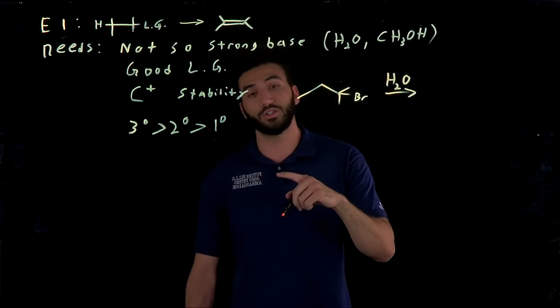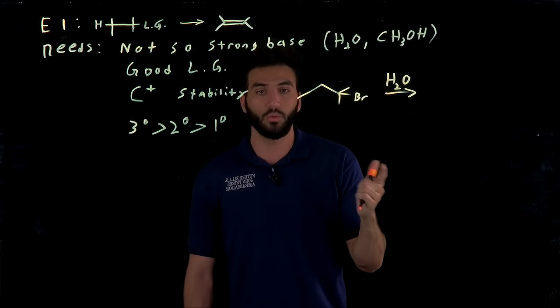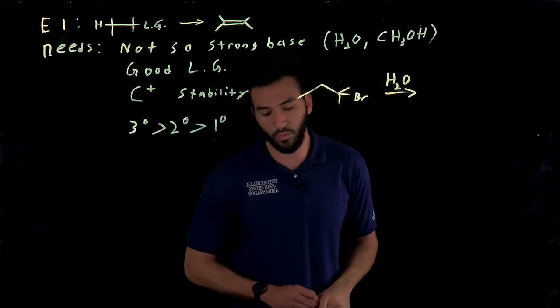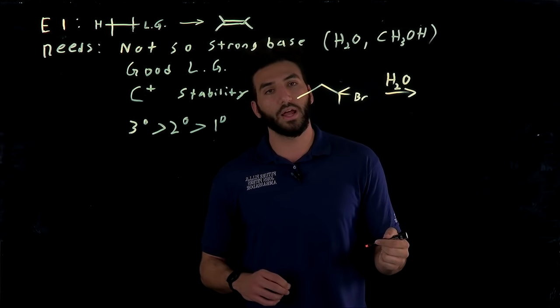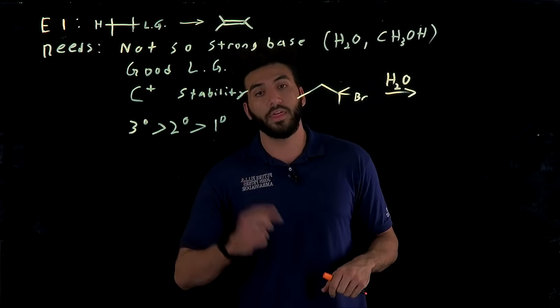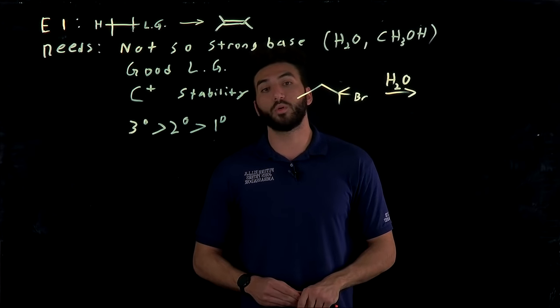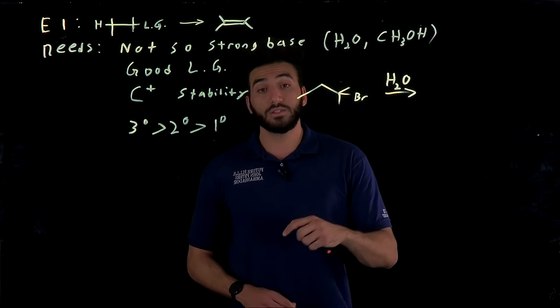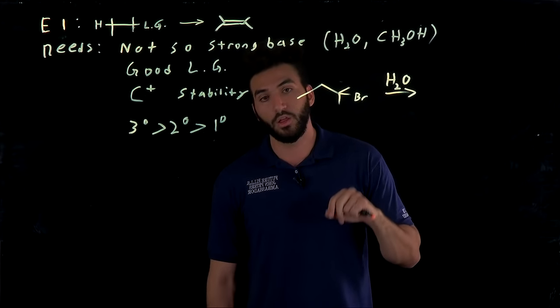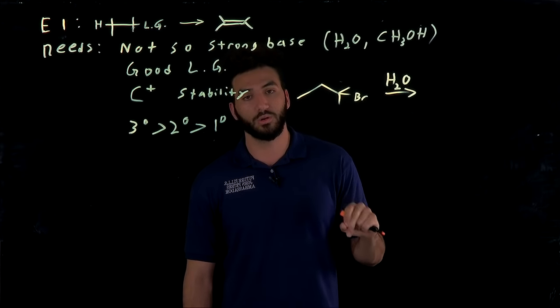Okay, so that's how you can differentiate E1 and E2. E1, you're going to be using a weak base, something like water or methanol. Okay, so what's going to happen? We know that we're going to have a double bond form, but where's the double bond going to come from? So remember that E1 is actually going to be more selective than E2. E2 formed a Zaitsev and a Hoffman product. However, E1 will only form the product that is the most substituted alkene.